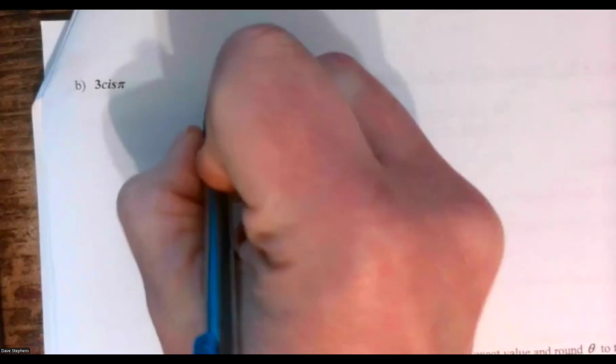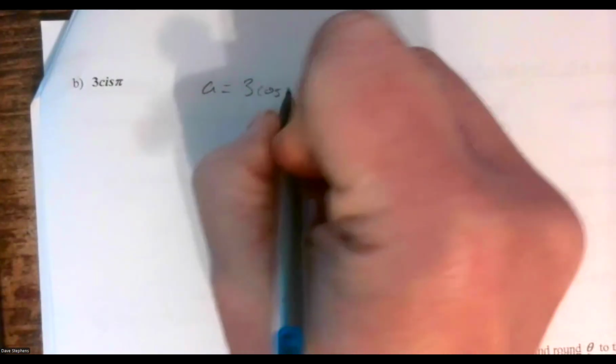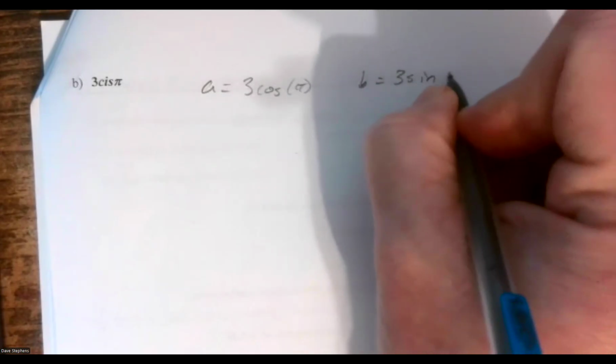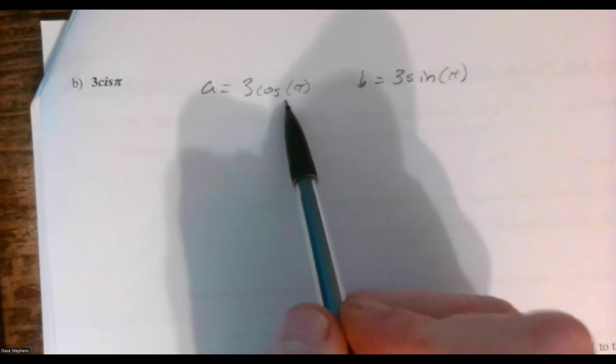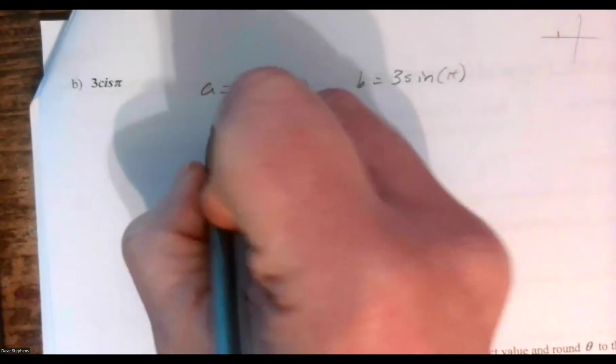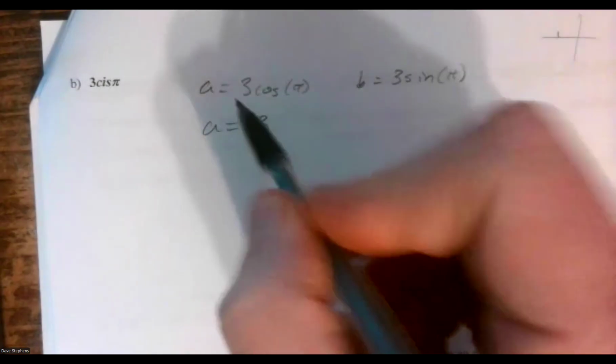3 CIS pi. Oh, okay. I'm glad all of a sudden we are in radians. All right, so I know that my A value is equal to R cosine of pi, and B value is R sine pi. So cosine of pi, what's my x value out here? My x value would be -1. So A value here is -3, or 3 times -1, right? And our B value, so sine of this is 0.